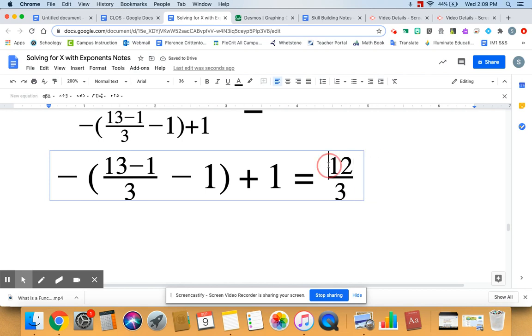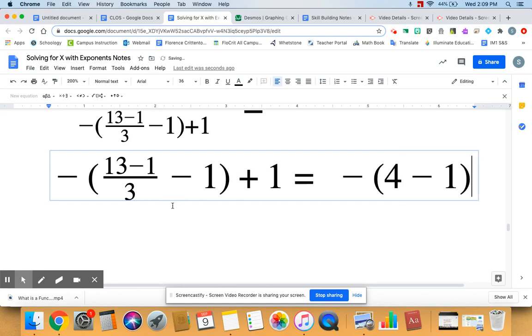And now I can do the step. Since the top's been grouped and the bottom's been grouped, I can divide them, and 12 divided by 3 is 4. Which means this whole fraction was the same thing as 4. So I have the negative, and now that fraction became 4 minus 1 plus 1.